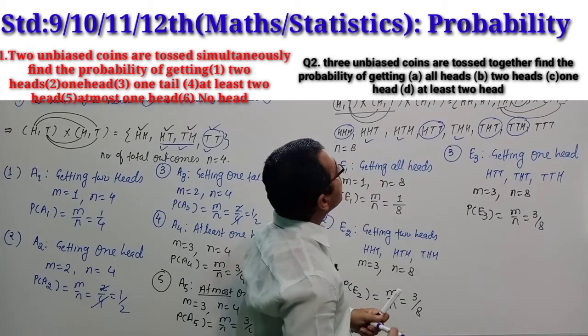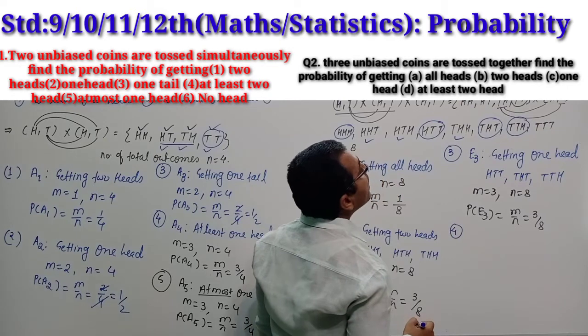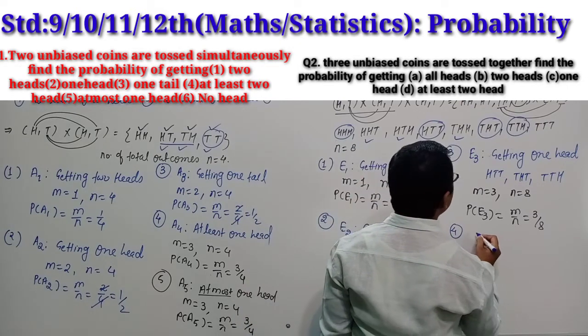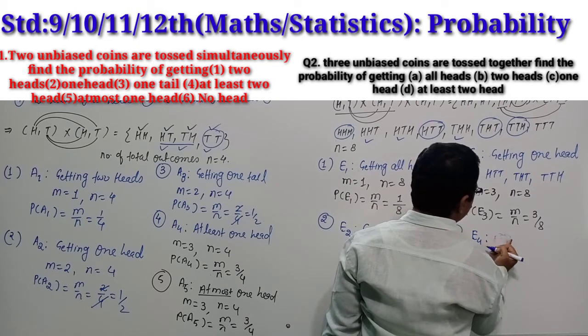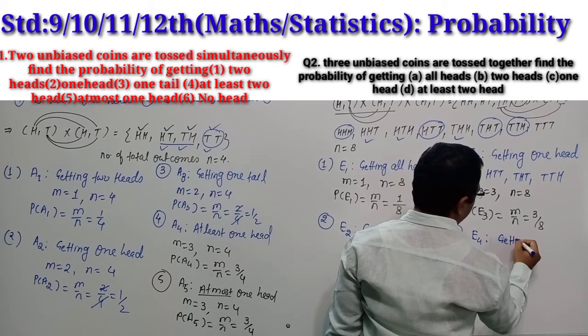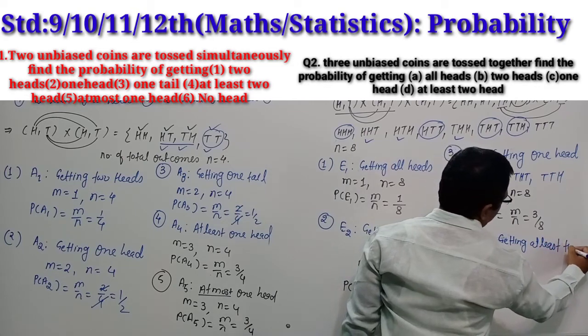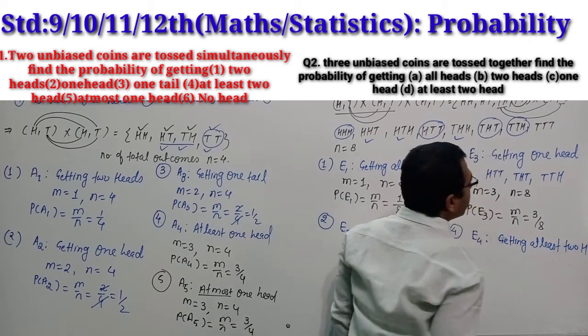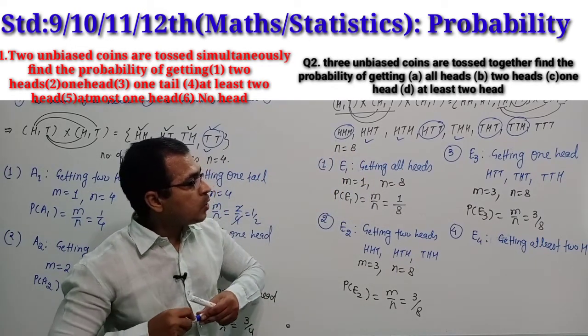Okay. Now moving to the last question of today's video lesson. E4, getting at least two heads. Right, students? What do you want to find out? The probability of getting at least two heads.